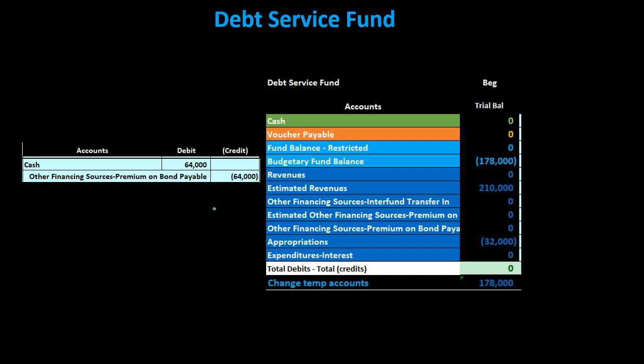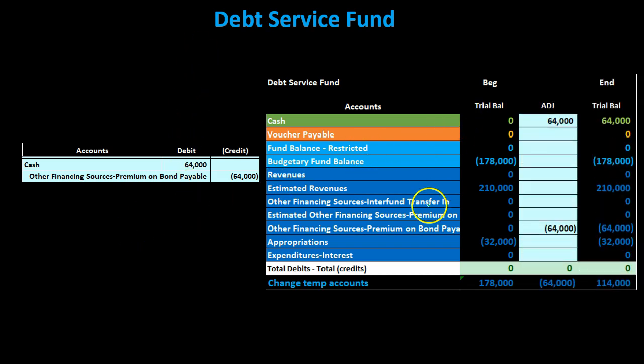So here, once again, we're not going to put the liability on the books, even though it's the debt service fund. We're not tracking the long-term debt. It's going to be on the government-wide activity. We're tracking, in essence, the financing here. So cash, in this case, goes up, and the other side goes to other financing sources, an income statement type of account going up with a credit balance.